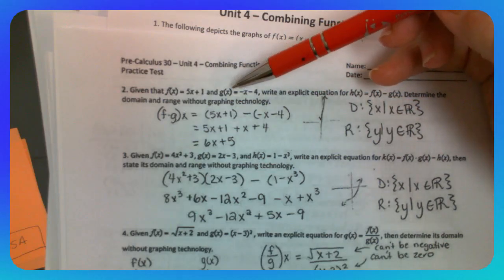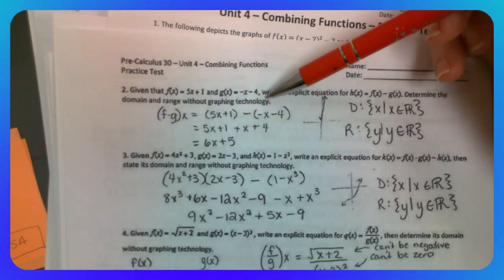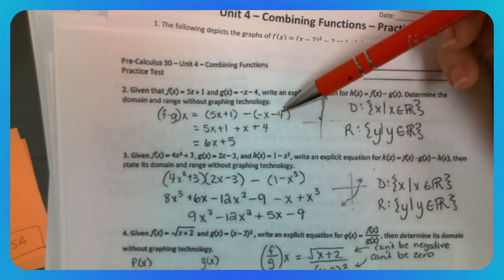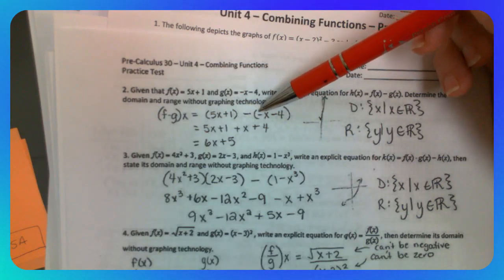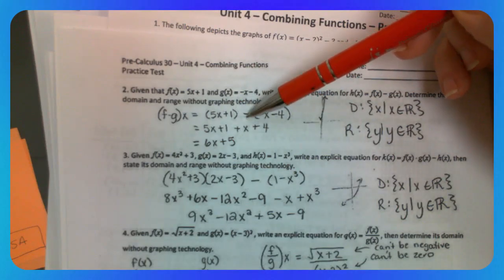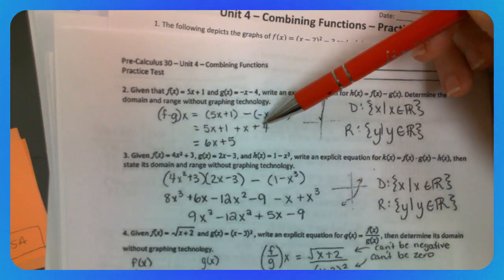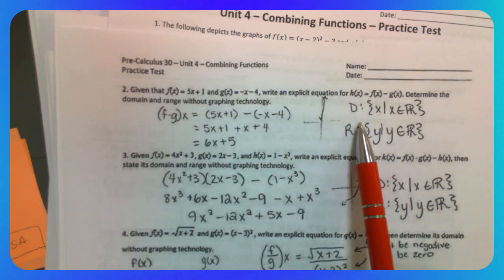All right, so we have 5x plus 1 minus, put parentheses around this because we're subtracting both terms. So when you take away a negative, you get a positive. Or when you distribute -1, these signs are going to change. So it's going to become plus a positive x and a positive 4. All right, combine those together and then look at the domain.